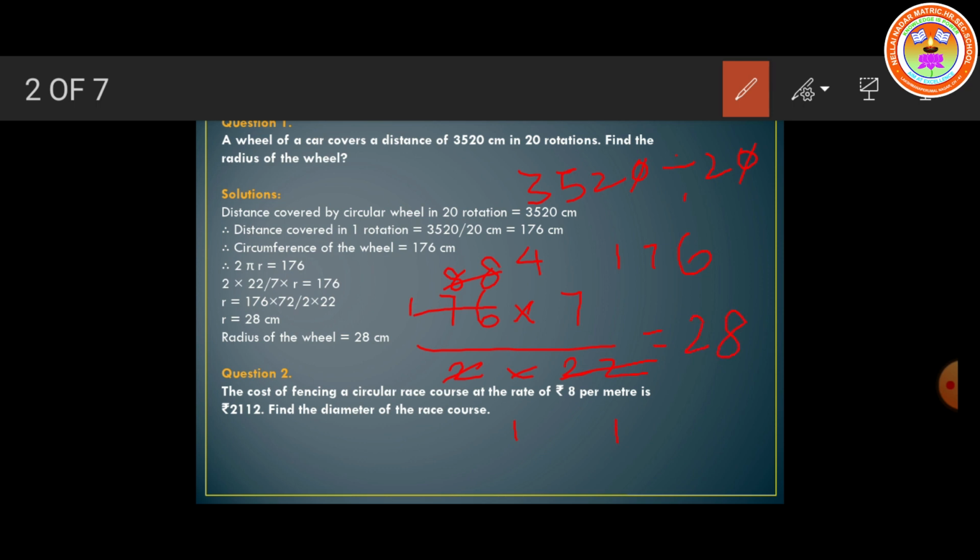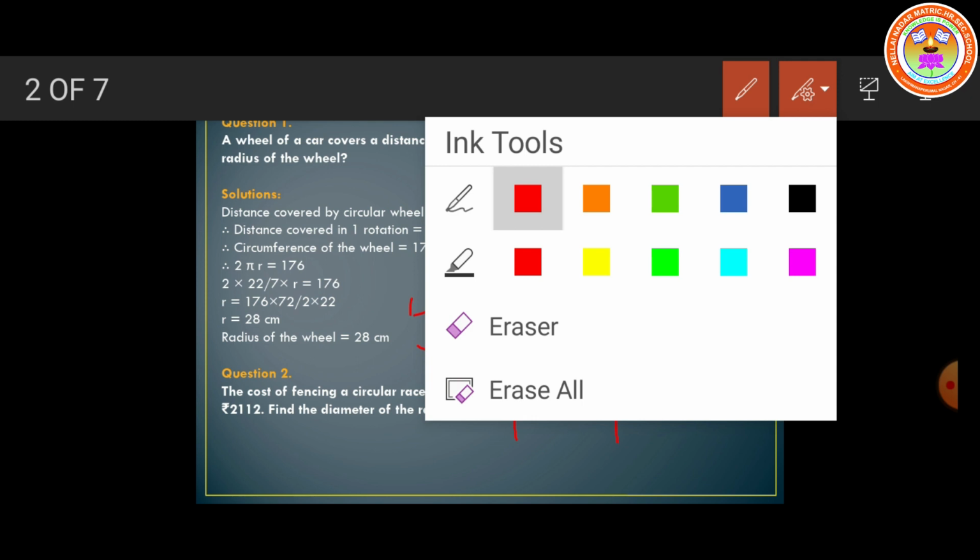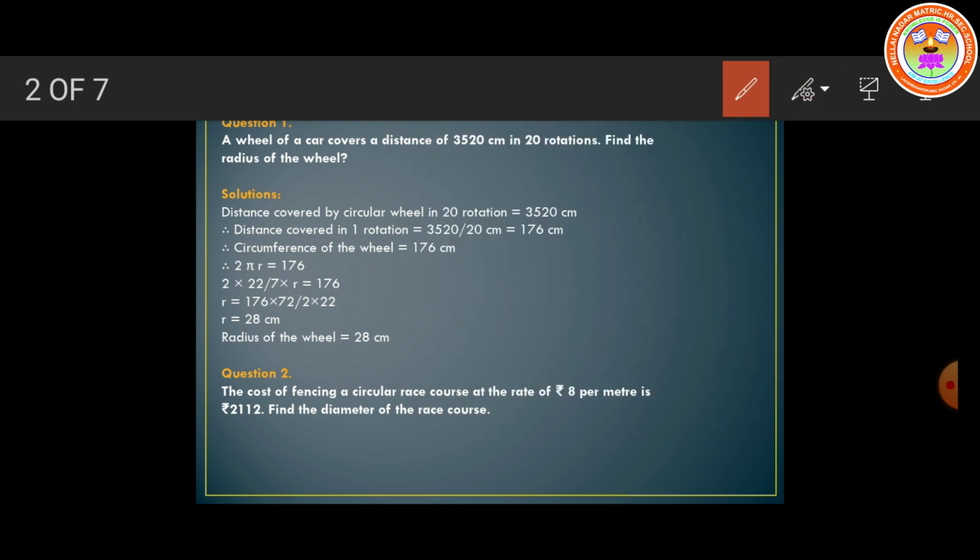Therefore, r is equal to 28 centimeter. So the radius of the wheel is equal to 28 centimeter. Can you understand all of you? Now we are going to move on to the second sum. You know that one.